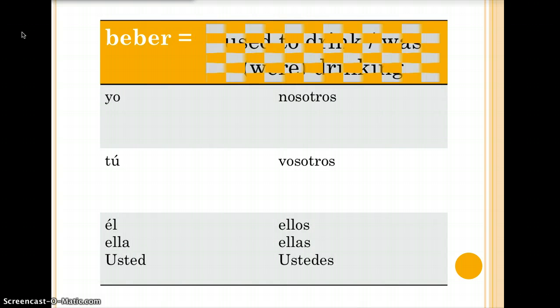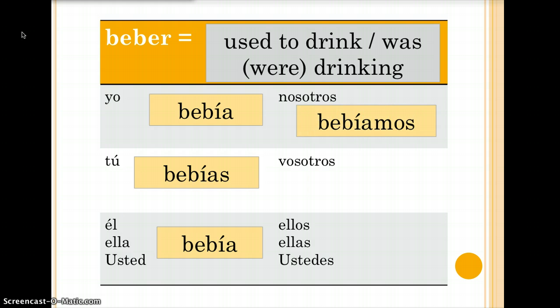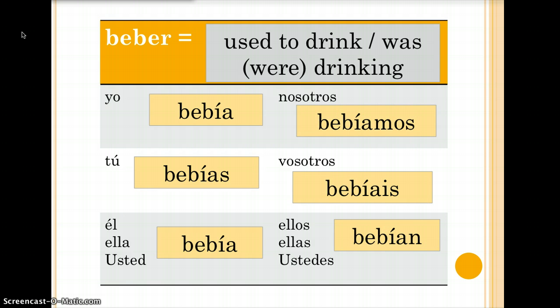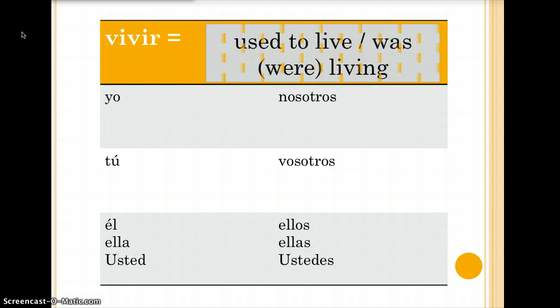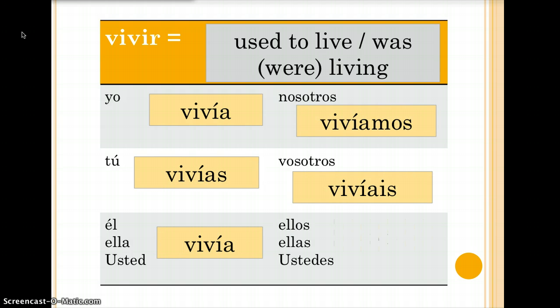Then we have beber, used to drink, was or were drinking. Bebía, bebías, bebía, bebíamos, bebíais, bebían. Again, the yo and usted forms are the same. And vivir, used to live, was or were living. Yo vivía, vivías, vivía, vivíamos, vivíais, vivían.